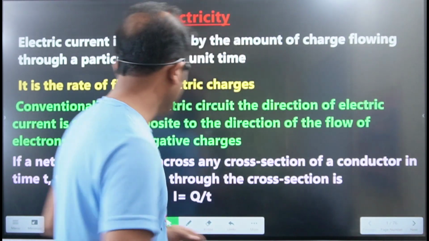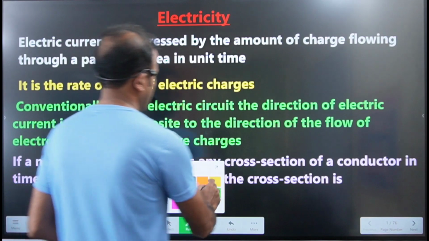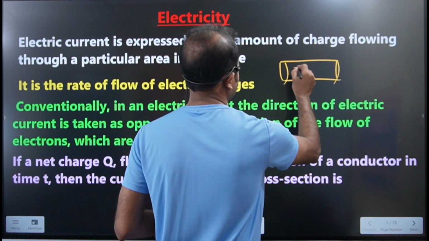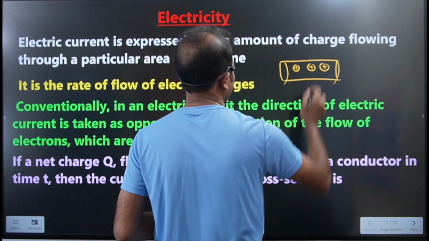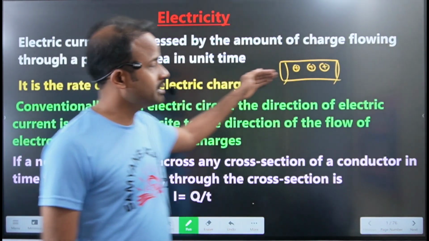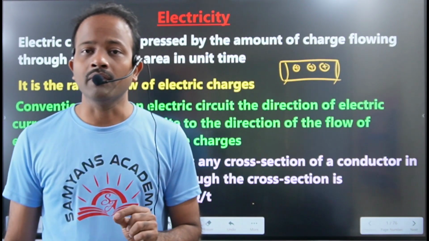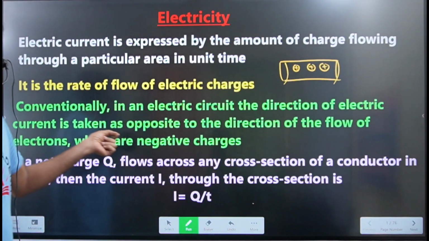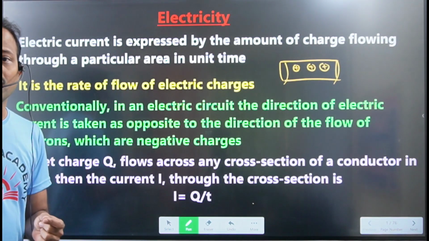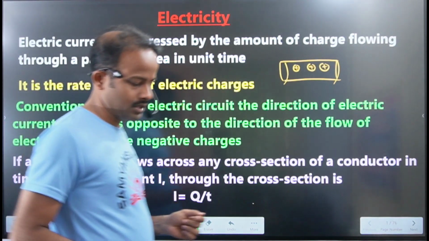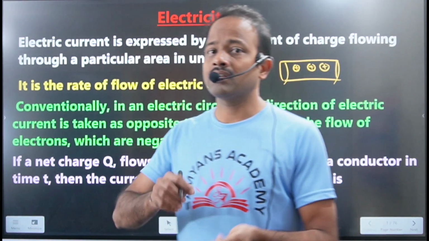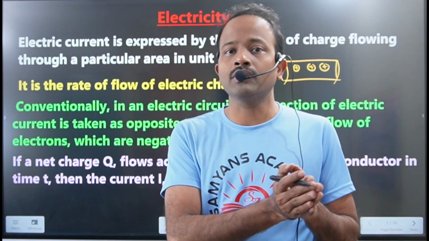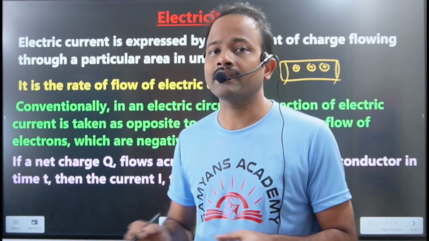Okay, what is electric current? You take any particular area. For example, let us say this is a particular area. In this area, some amount of charge is flowing, right? An amount of charge flowing through this area in unit time we call electric current. We can also call it the rate of flow of electric charges, which means current equals Q by T. Some amount of charge flowing in a particular time is called electric current.